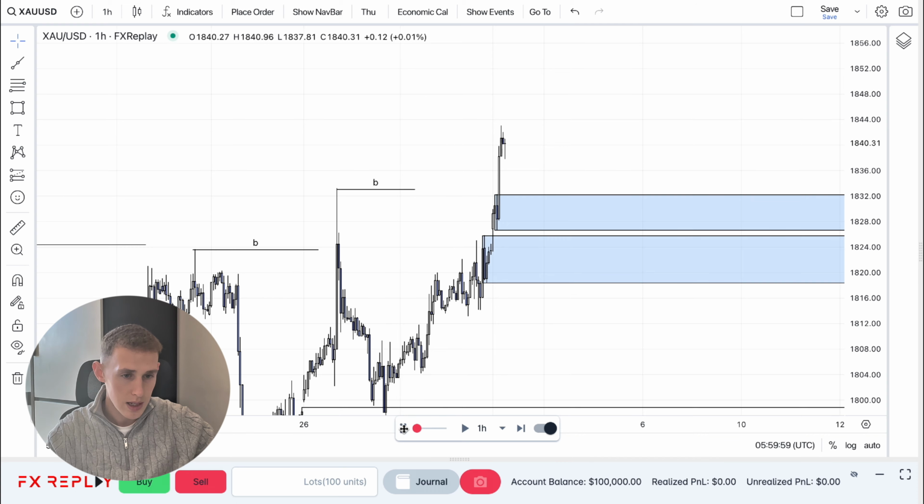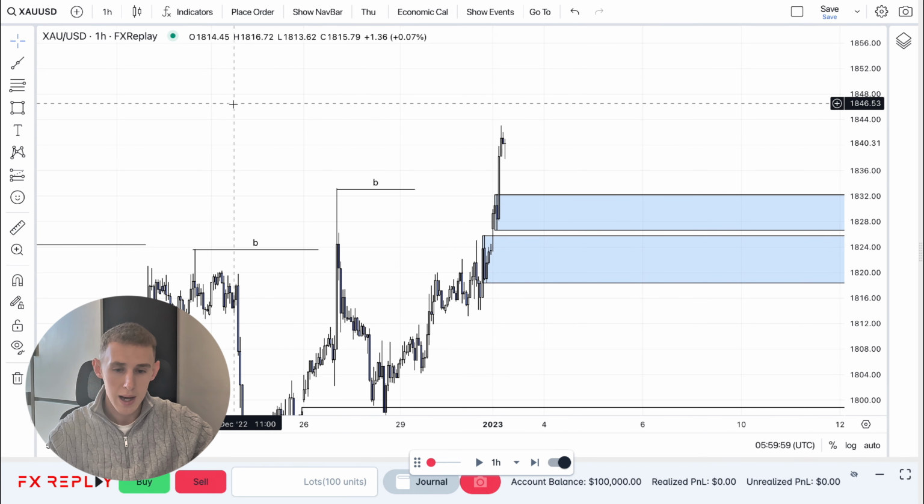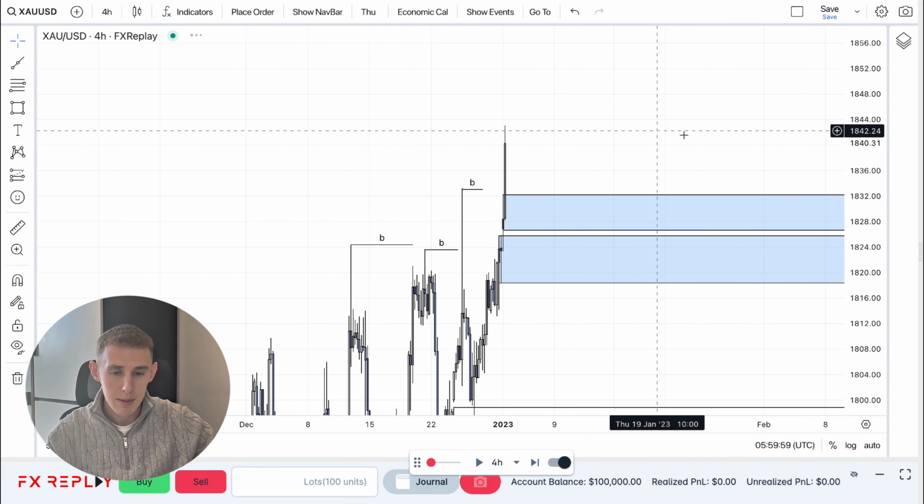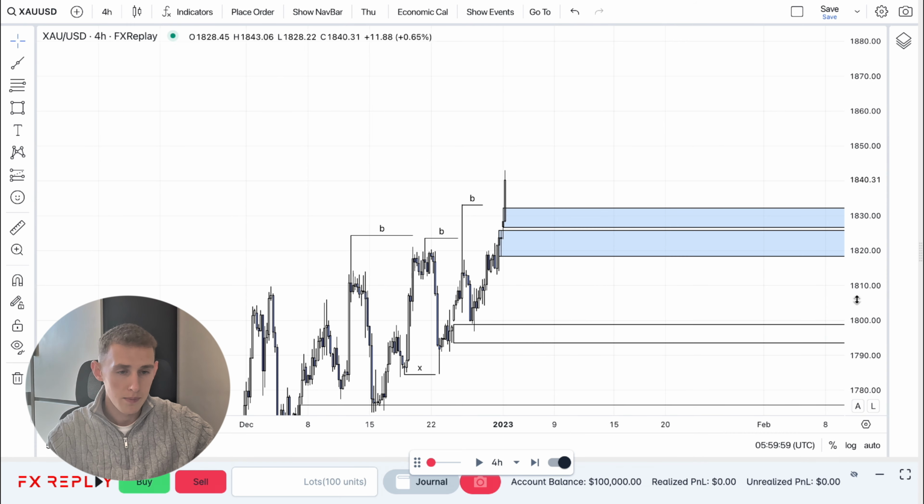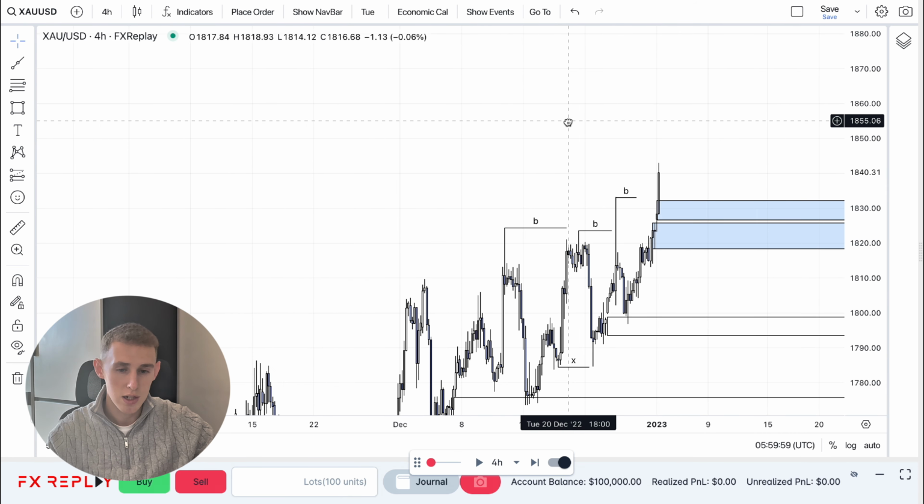Right, so these become our points of interest for the buys. Preferably you see it come into the lower one because that would give a more discounted position to buy price in.